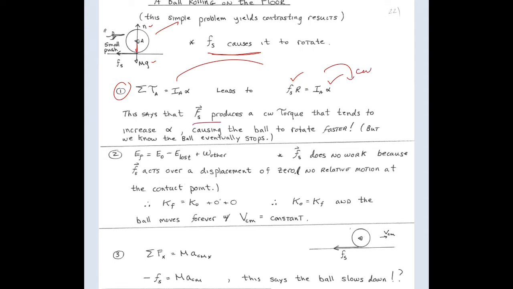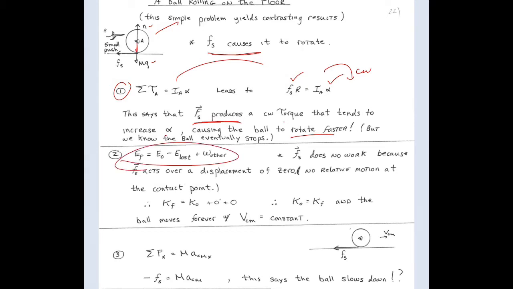That means this thing has an angular acceleration clockwise. So if static friction produces a clockwise torque, then there'll be an angular acceleration, and that's going to cause the ball to rotate faster. But that doesn't make any sense, because you give the ball a little push, it's not going to start to speed up across the floor. We know it eventually stops.